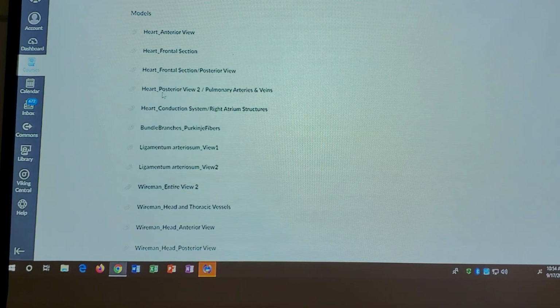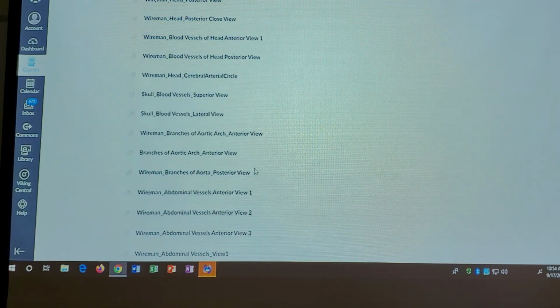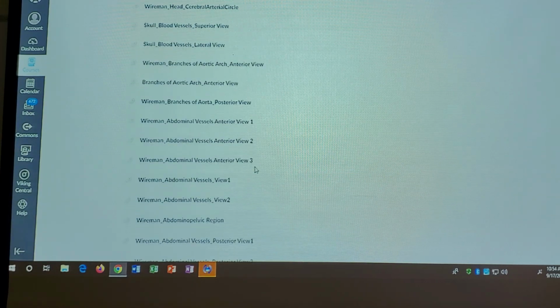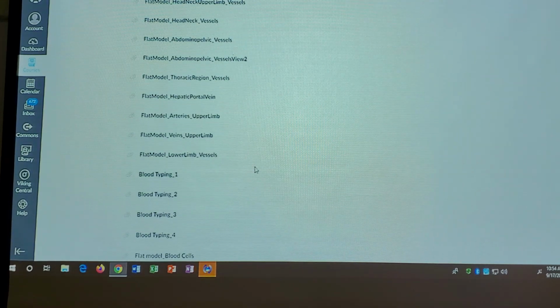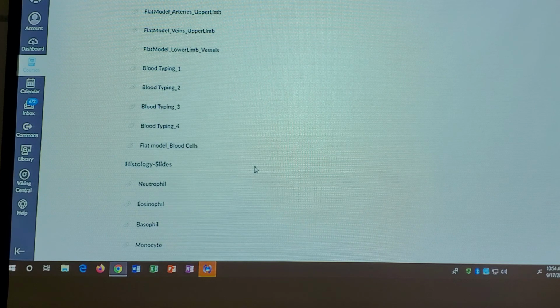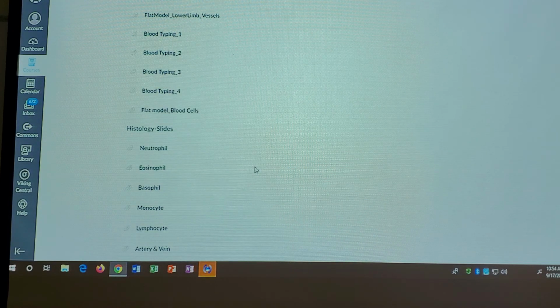And you wait a second, and it's going to start having all the different models of the heart and the wireman, the blood vessels of the skull, and all these other things. And then we get down to the histology. Now, I've gone over blood typing with you guys in another video. So I'm going to show you what the slides look like of blood typing. Okay. Now, this is our slides for the blood cells.